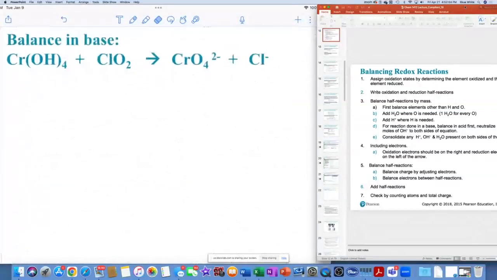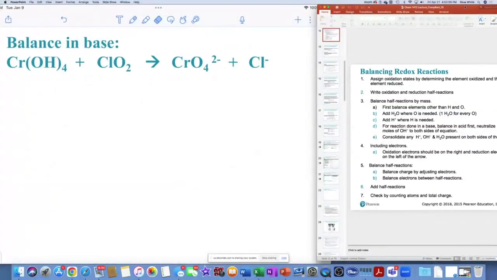So this is like video number 2. Balancing in base. Let's see, this is our last one. This is where I kind of got stuck in lecture yesterday, and we stopped right here. So balancing in base, once again, follow the directions.